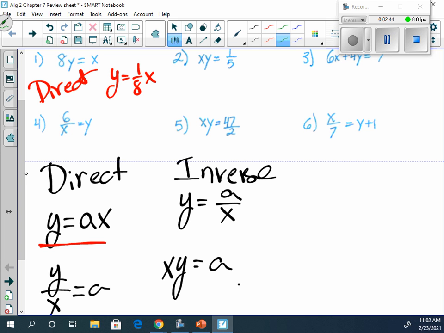So that one's direct. Now the second one's a little bit easier to look at because, well, x times y equals a. x times y equals 1/5. This would be inverse. We're able to match it up a little bit easier because it looks exactly like it. They look the exact same.